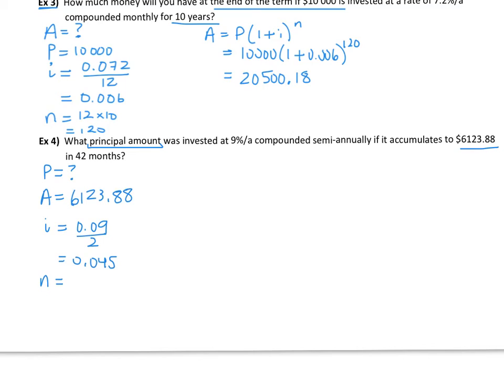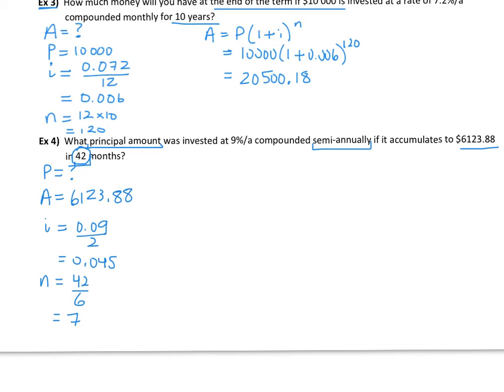Now we have to be careful here because it's compounding semi-annually in 42 months. We need to figure out how many times it's going to compound. So it compounds every half of a year, which is every 6 months. So I'm going to see how many groups of 6 fit into 42 months here. How many times will it actually compound? How many groups of 6 months can I make out of 42? And that gives us 7. So it's actually compounding 7 times. So this is kind of a trickier question for sure.